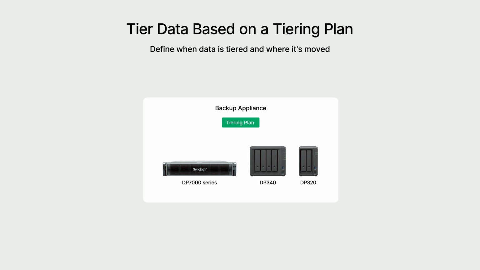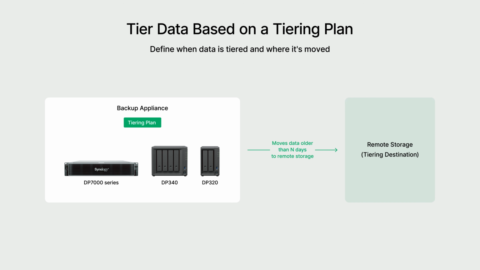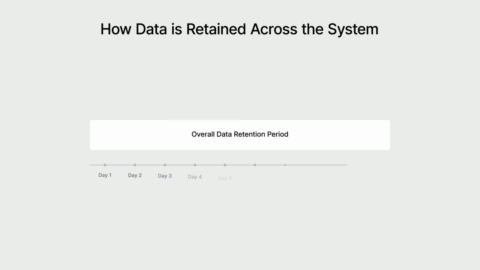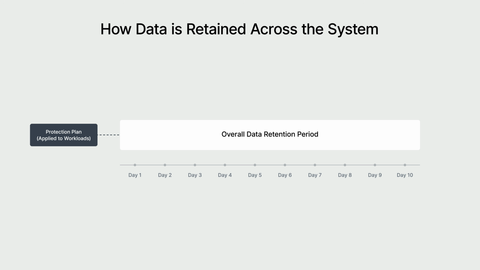It uses tiering plans to define how long data stays on local storage. Once that time is reached, data is automatically moved to the designated remote destination. In ActiveProtect, data retention and data tiering are handled by two different plans. The protection plan determines how long data is retained for a workload. For example, it might keep data for 10 days.